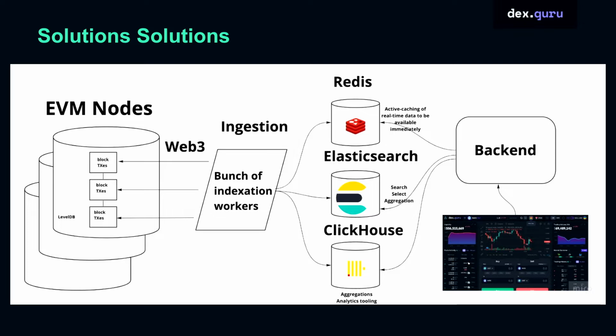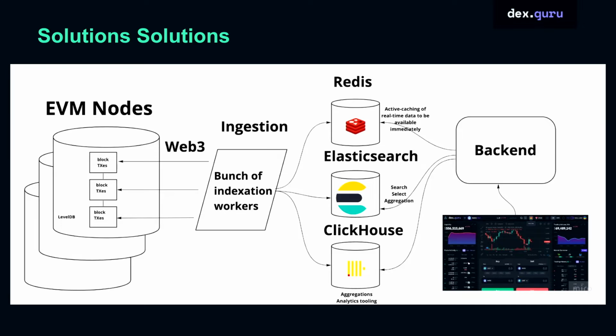So we're currently using 3 different DBs and a bunch of indexation workers for every network we support, as well as we parse a hell of a ton of different events from different dexes and put them in all of those DBs simultaneously. So we have Redis, which is a cache for our real-time data. So users, whenever they hit our website, can see those real-time things really in real time.